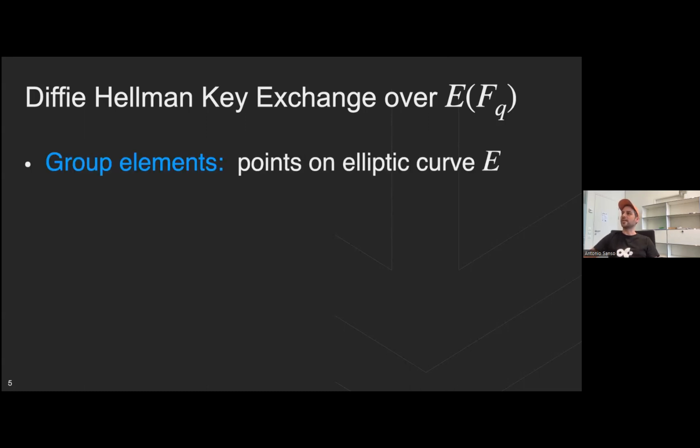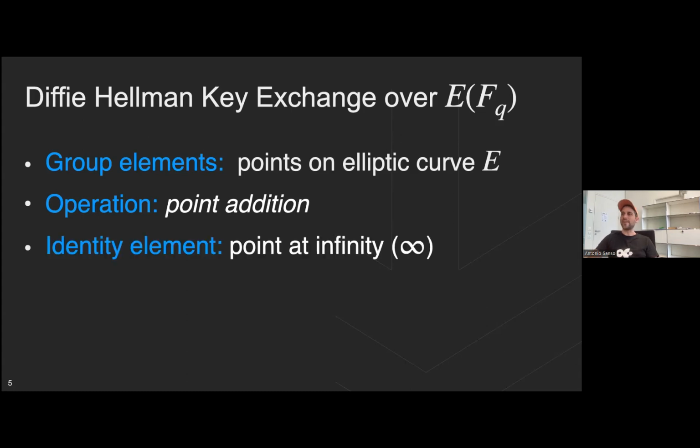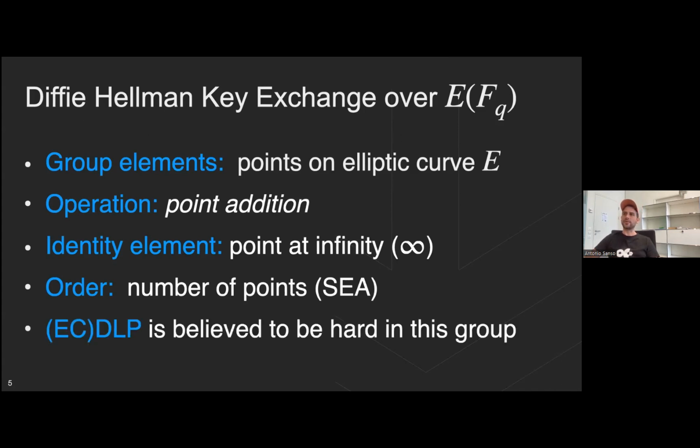How do we do that? Pretty simple. The group elements are the points on the elliptic curve E. The operation is the point addition that I've just shown before. And we have an adjoined point at infinity that acts like the identity element. The order of the group is the number of points, which you can find using the SEA algorithm that is pretty fast. And in order to do the Diffie-Hellman key exchange, you need to believe that the elliptic curve discrete log problem is hard on this group. And that's the way to do Diffie-Hellman.